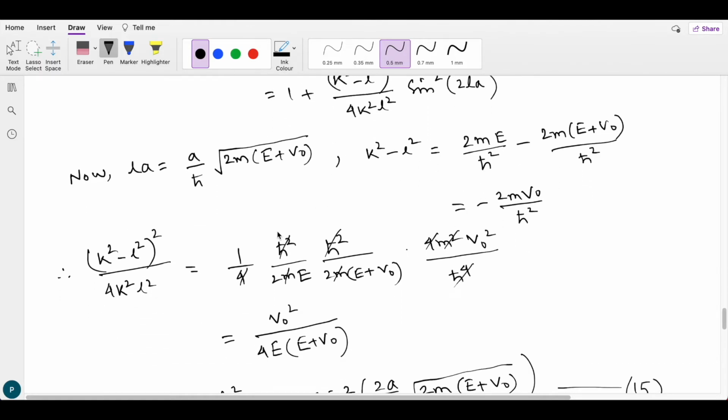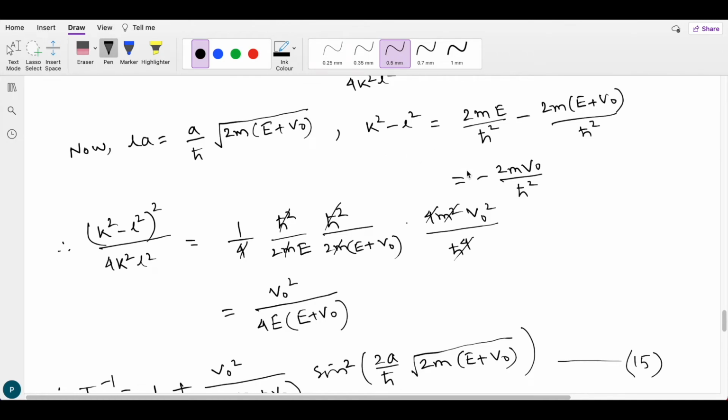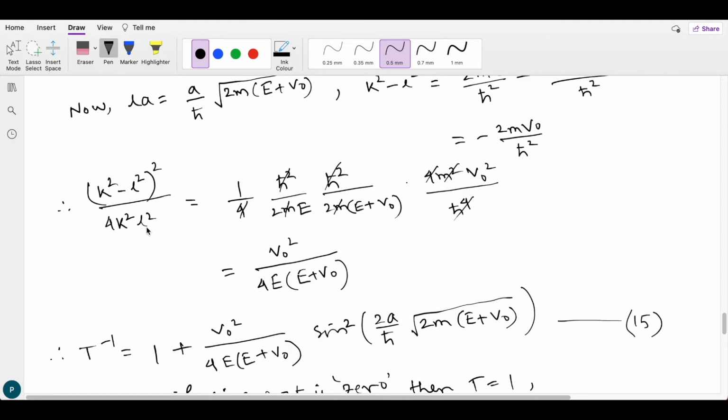Now we know that l is root over 2m (e plus v naught) by h bar. So la is a by h bar into root over 2m (e plus v naught), and we know the values of k and l. Just put them here in this equation for k square minus l square, and we get minus 2m v naught by h bar square. So (k square minus l square) whole square by 4k square l square is the constant.